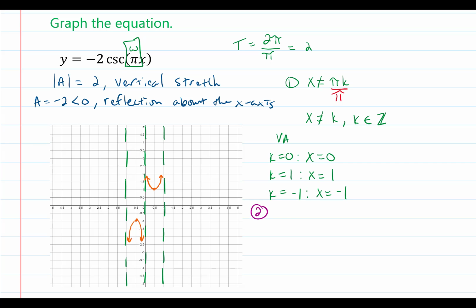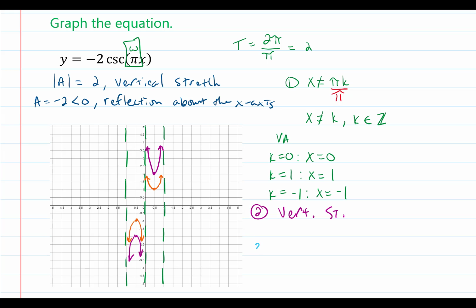Step number 2 is to apply the vertical stretch. To do this, I'm going to multiply all y-coordinates by 2. I will now have an ordered pair of 0.5, comma 2, and my graph will still be opening up but stretched out, and negative 0.5, comma negative 2.